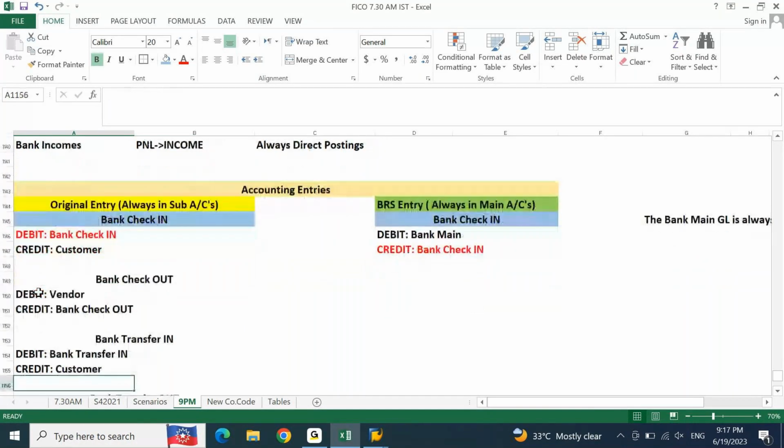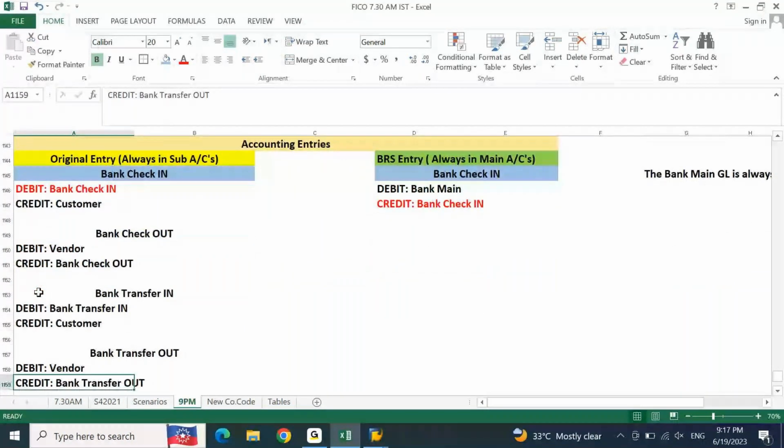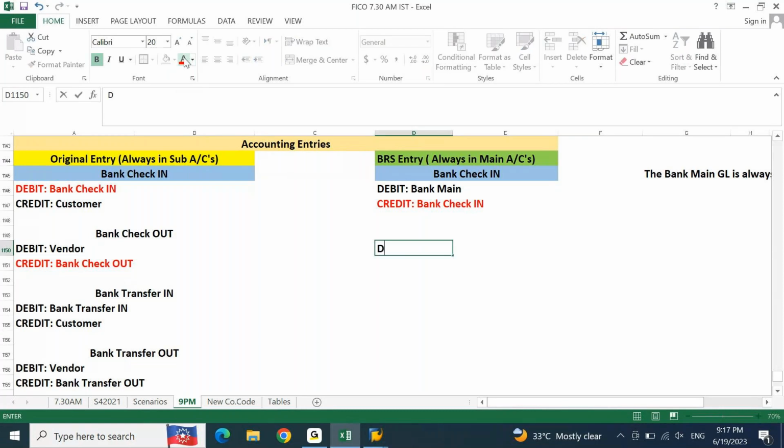Now, if you go to the second one, where is your sub account? It is on the credit side. If your sub account is on the credit side in the original entry, in the BRS entry, sub account will go to which side? Debit side it will go. It will always go to the opposite side, the other side. Opposite side. Okay. Let me write debit here. Let me write credit here.